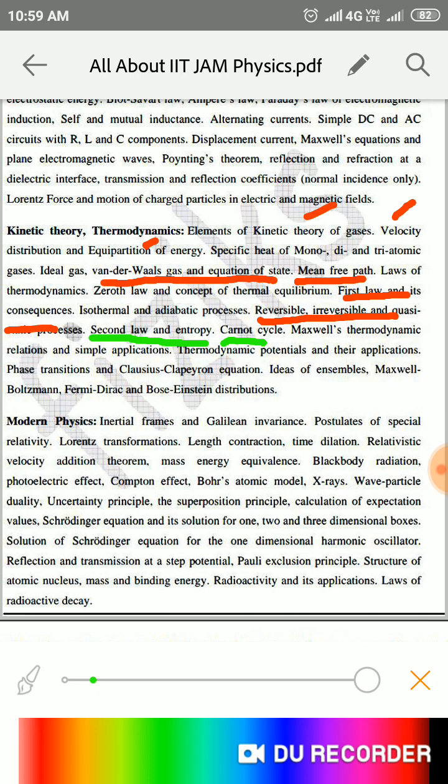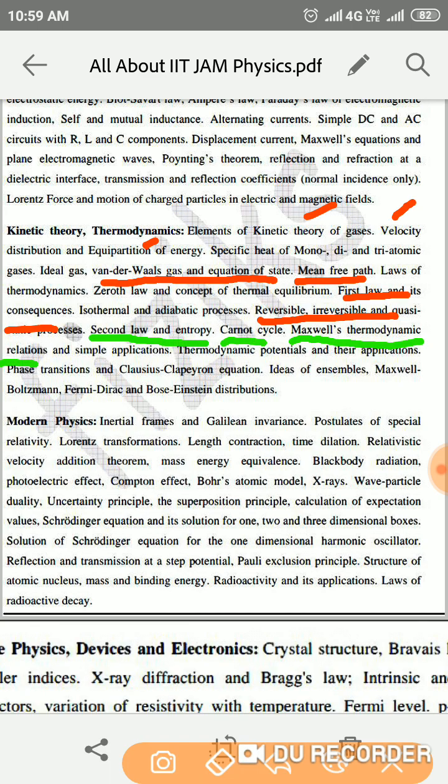Maxwell thermodynamic relations must be in your mind, because sometimes direct questions are asked from this topic. And thermodynamic potentials and their applications, and phase transitions, first order phase transition, second order phase transition, and all that, and the Clausius Clapeyron equation. That is all for the thermodynamics syllabus.